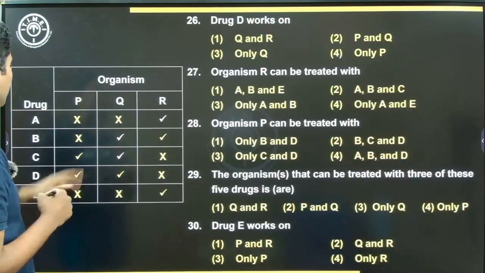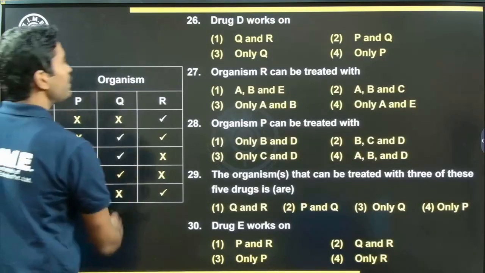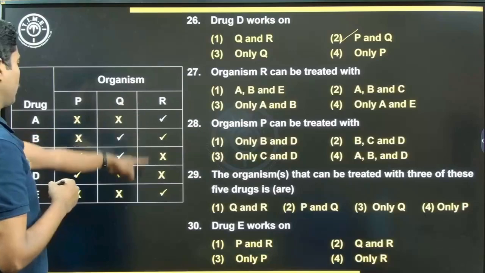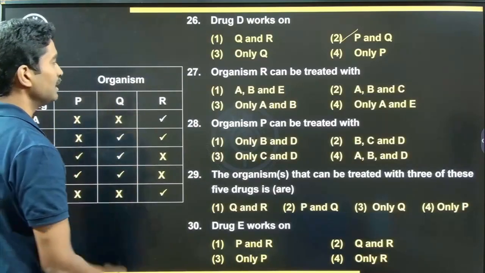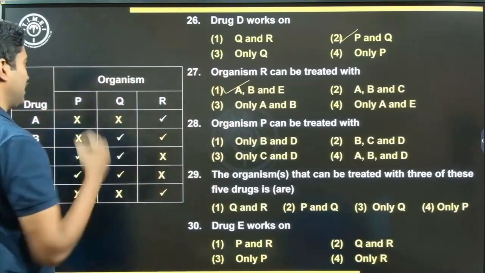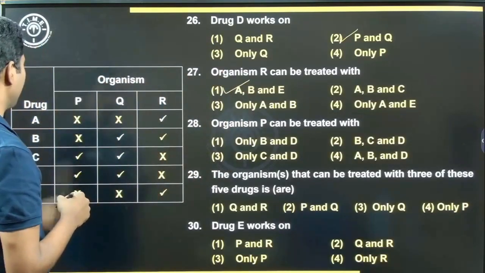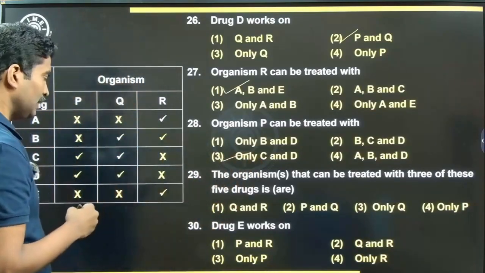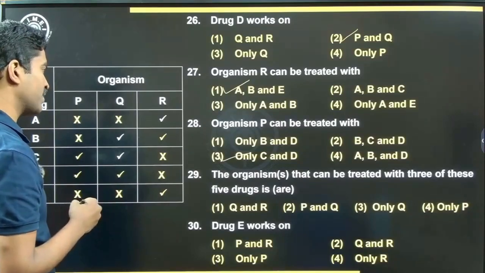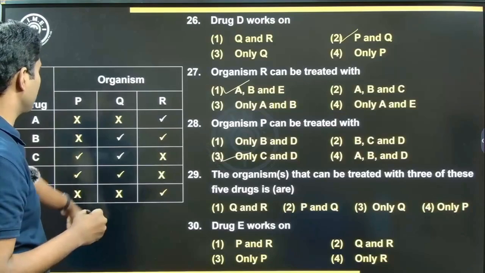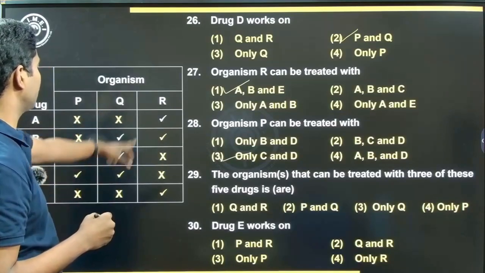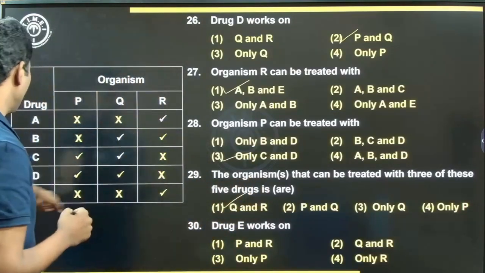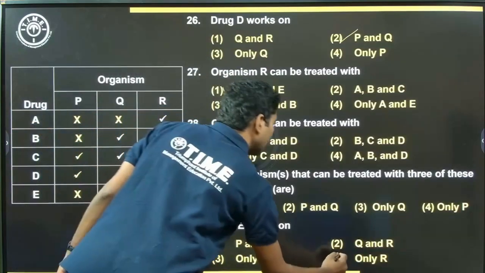Drug D works on, check, drug D works on P and Q. Alright. Organism R can be treated with A, B and E. Alright. A, B and E. Organism P can be treated with C and D. Only C and D. That's right, only 2 of them here. The organisms that can be treated with 3 of these 5 drugs is, okay, which organism can be treated with 3 of the 5 drugs? Q can be treated with 3, R can also be treated with 3. So that would be Q and R. Drug E works on only one of them, only R.